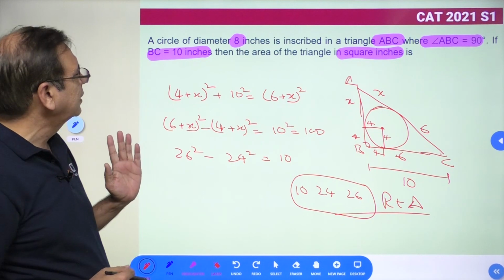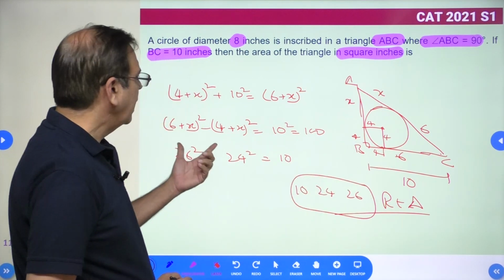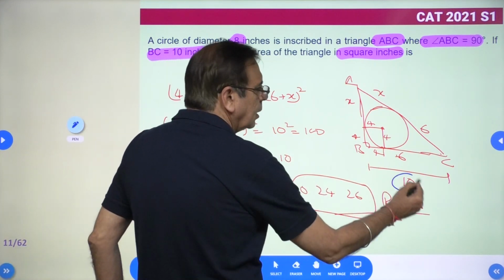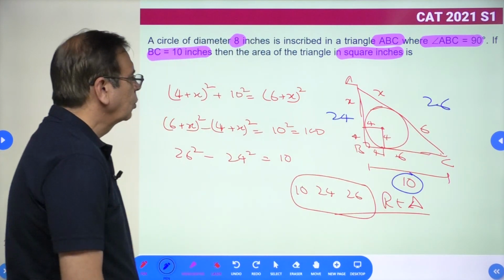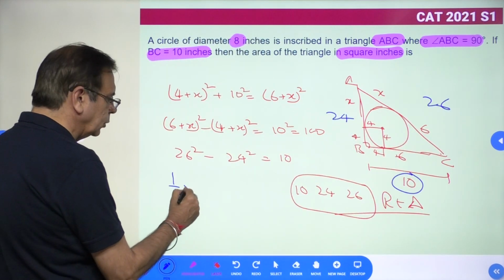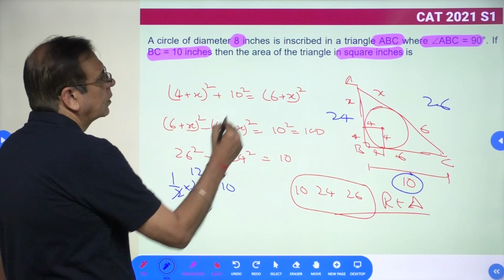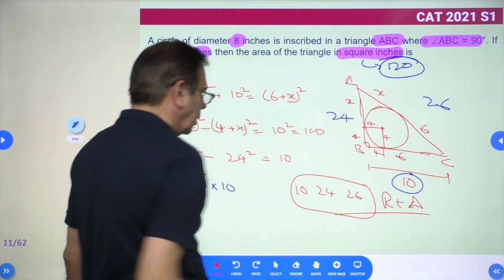So, what does it tell me? That means the sides are going to be, if this is 10, this will have to be 26, the hypotenuse, and this is going to be 24. So, what should be the area? Half into 24 into 10. The area of the triangle will be 120 square inches.